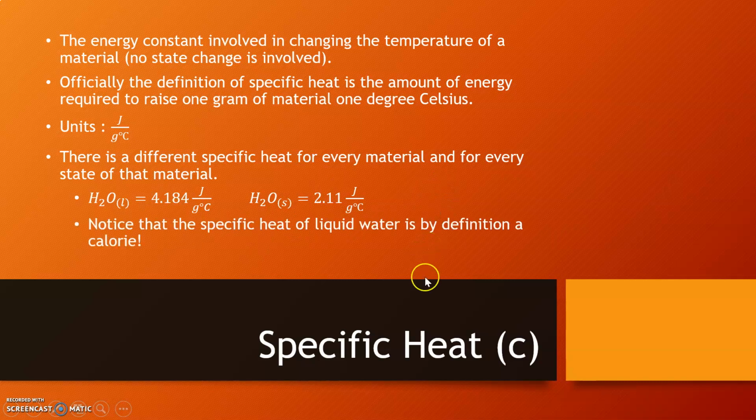Also notice something interesting. 4.184 is a number you heard before. 4.184 joules are equal to 1 calorie. So by definition, a calorie is the specific heat of water. So that's kind of cool. Specific heat of water is 1 calorie. It takes 1 calorie to raise the mass of 1 gram of water 1 degree Celsius. So that's kind of cool.